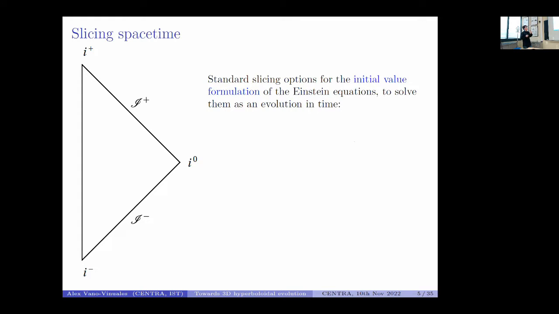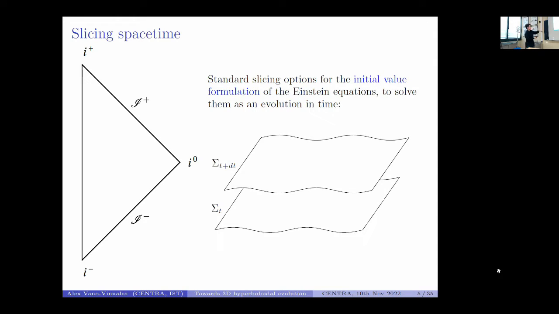What we usually do is we express the Einstein equations as an initial value formulation. That is, we just give initial data on some slice we choose, and then use the Einstein equations to evolve that in time. So again, this is the initial data we give here, and then we use our Einstein equations to tell us what the solution is here.